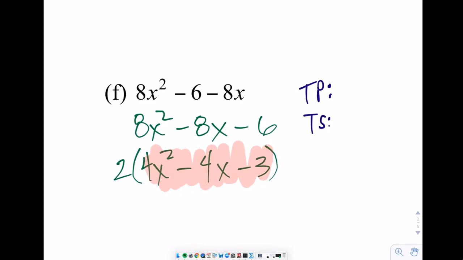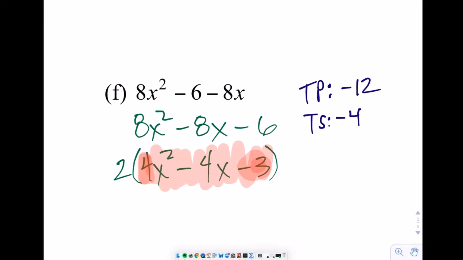In this case, what is your target product? Well, negative 3 would always be your target product if the leading coefficient in front of the x squared was just a 1, because negative 3 times 1 would be negative 3. So this is really a method that you use when you have a coefficient in the front other than a 1. It's always going to be the product of the x squared coefficient and the constant. In this case, it would be 4 times negative 3, which is negative 12. Now your target sum is always the linear coefficient, which in this case is negative 4.